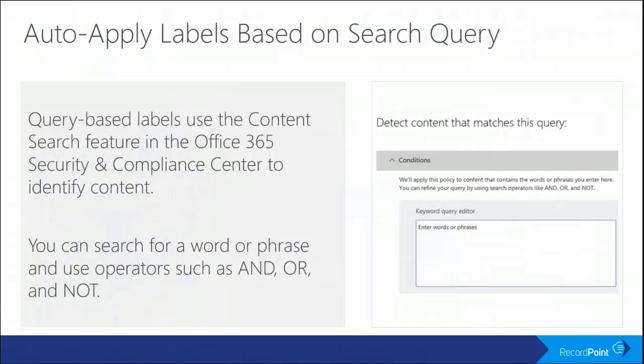The next way to automatically apply a label is based on a search query. You would write the query just like you would any standard search query in Google or in SharePoint, where you can use operators like and, or, not. But it needs to be a word or a phrase.